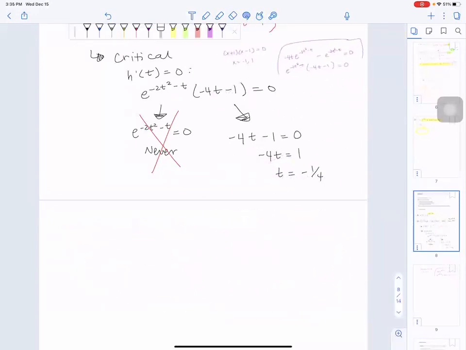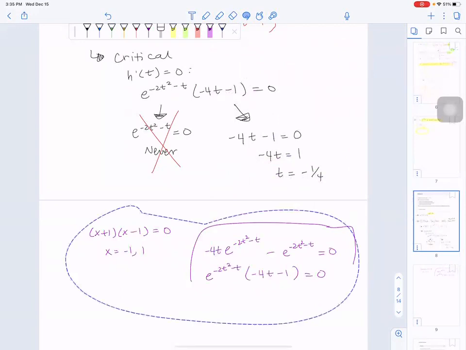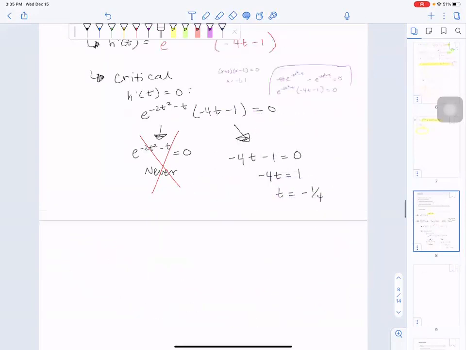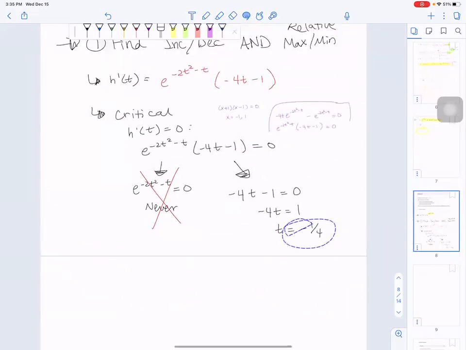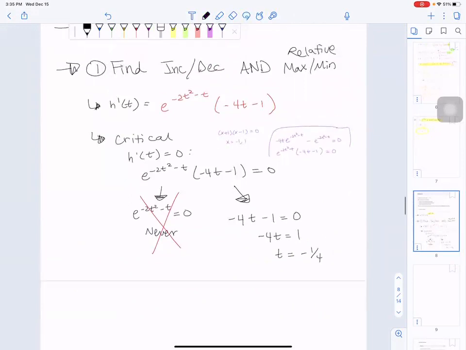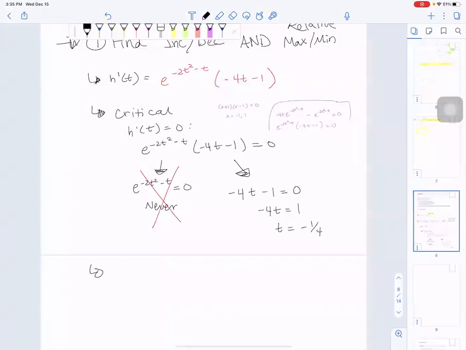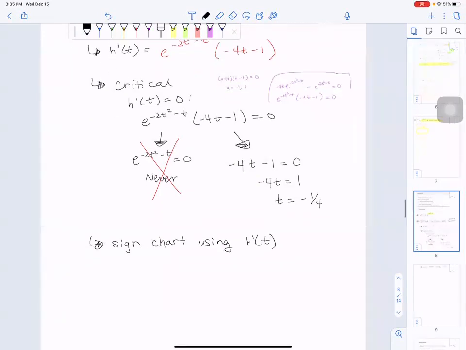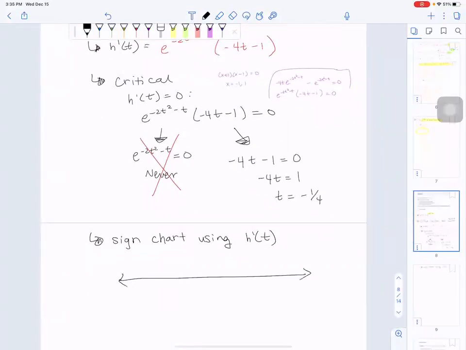Okay, let me move that over here. So we just found our critical point is t equals -1/4. Now, how do we find where it's increasing, decreasing, or where the relative max and mins are? We have to create our sign chart, using your derivative. When I say using the derivative, I mean the points that you're going to plug in are going to be plugged into the derivative.